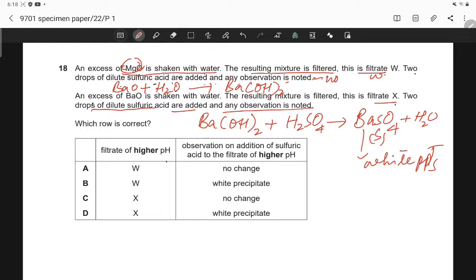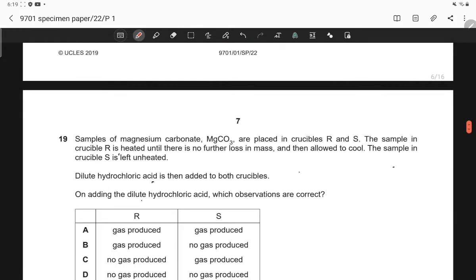So the filtrate has a higher pH. When barium hydroxide is formed, the pH is higher. Higher pH is X. Filtrate of higher pH. Observation on addition of sulfuric acid to the filtrate of higher pH. No change. This is incorrect. White precipitate is correct. So D is the correct option.